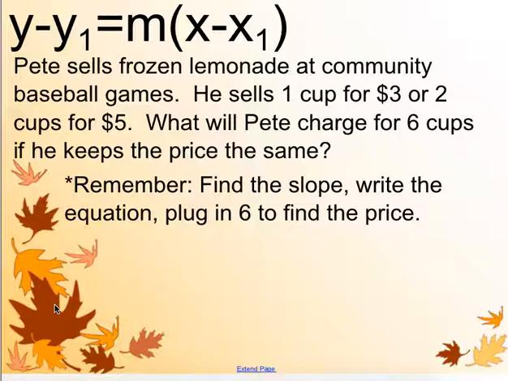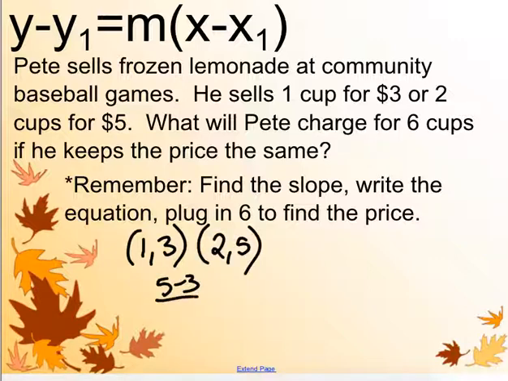Another one, Pete sells frozen lemonade at a community baseball game. He sells 1 cup for $3, 2 cups for $5. What will Pete charge for 6 cups if he keeps it the same? So we have our points, (1, 3), so 1 cup is $3 and 2 cups is $5, which means our slope is 5 minus 3 over 2 minus 1, or just 2.